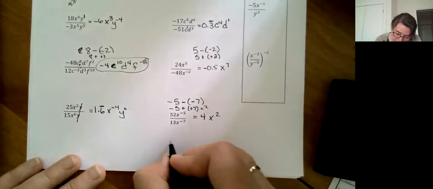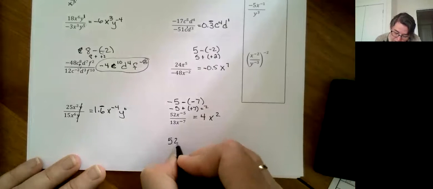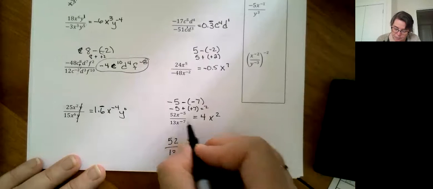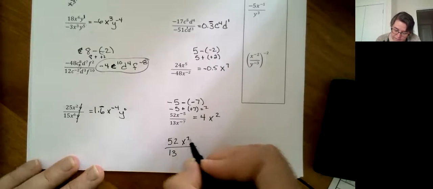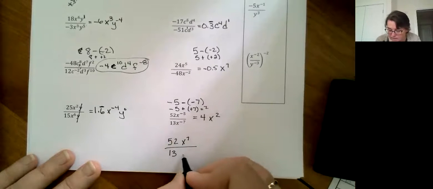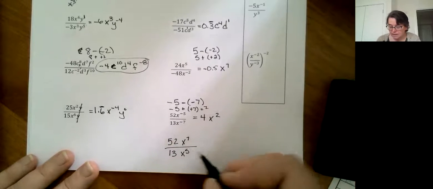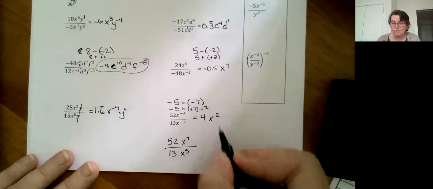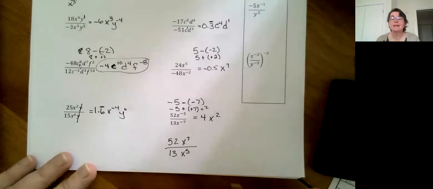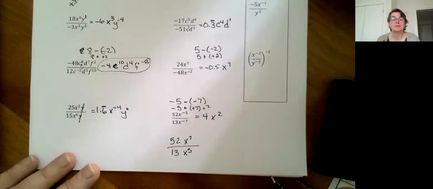Joanne's crazy lazy way. 52 stays where it is. 13 stays where it is. X to the 7, I want to make positive, so I'm going to make it up there. X to the negative 5, I want to make it positive, so it's going to go down there. And 7 minus 5 is 2. I'm just saying. I kind of like my method, but that's just me.